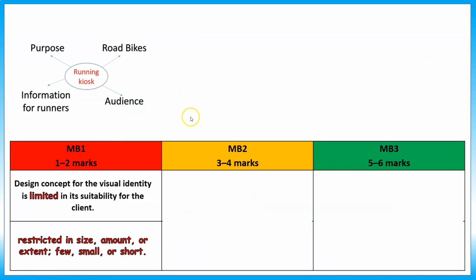So let's have a look at limited. Limited is restricted, and if you look at this mind map, it's for a running kiosk and there's 4 branches coming off. But again, you've got something which probably isn't to do with running because it says road bikes. You've got purpose and audience, but it doesn't really tell you anything about the purpose or audience. So it could be anything, and it also then just says information for running. But what information? So if we look at the definition, it's restricted in size, it's few, small or short, and it's limited. So it's a starting point, but we're not getting much beyond that starting point at the moment.